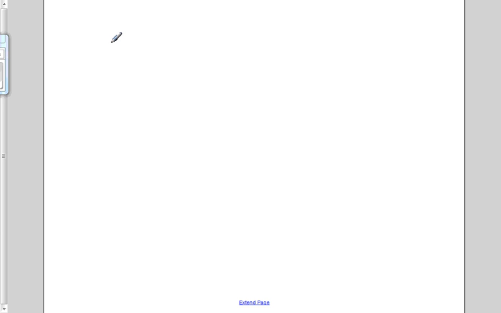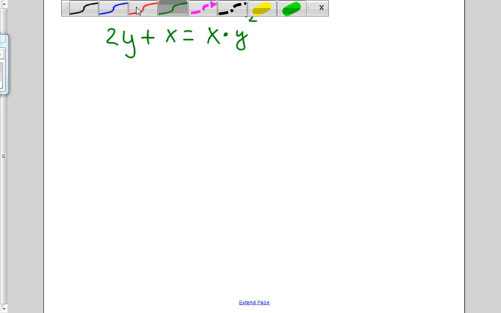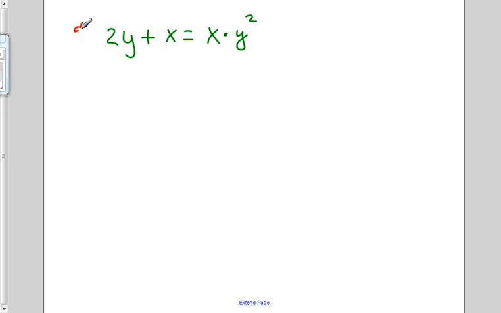And let's now use an implicit equation. So if we have 2y plus x equals x times y squared. And we're going to take the derivative with respect to x on both sides. So now we're going to take the derivative with respect to x of this whole thing, and then the derivative with respect to x of that.